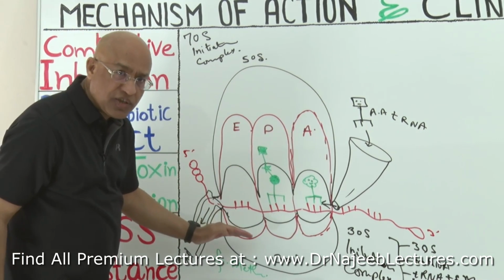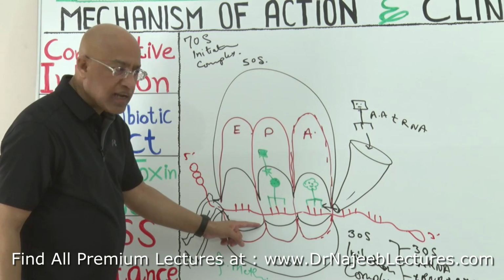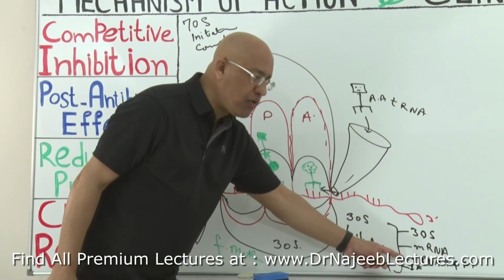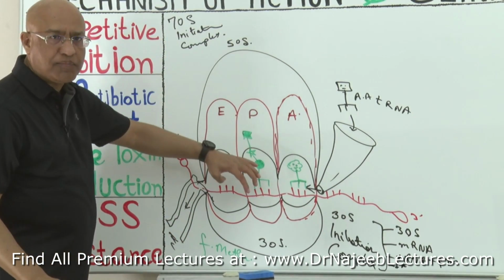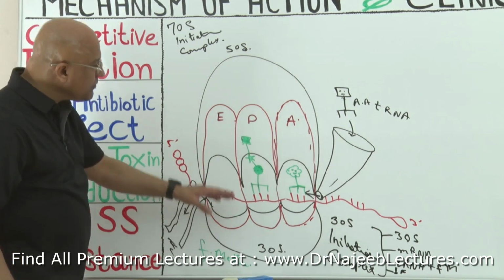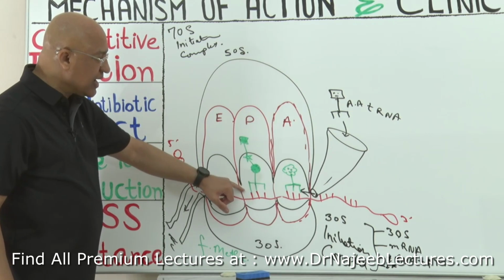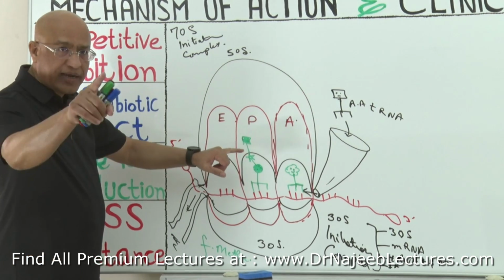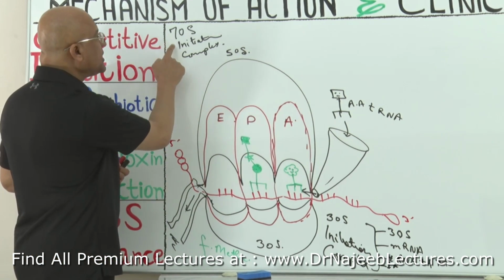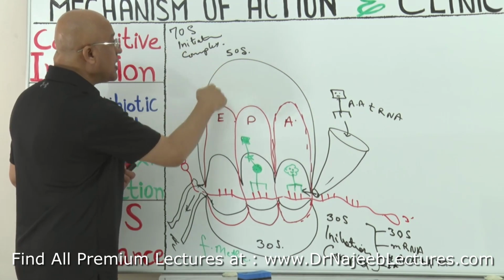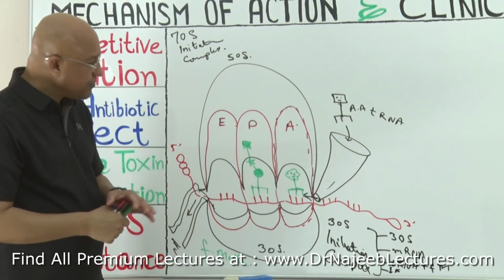So the 30S initiation complex has 4 components: 30S ribosome, messenger RNA, transfer RNA with formyl methionine, plus initiation factor. Then the 50S subunit comes, right? When both 30S and 50S are present, one transfer RNA is present at the P site with methionine only. Then we will say this is the 70S functional ribosome or 70S initiation complex, right?